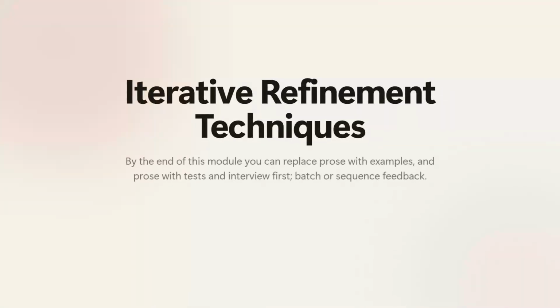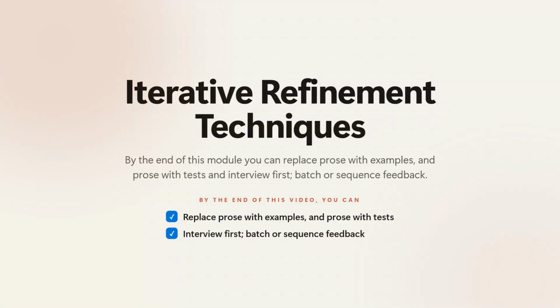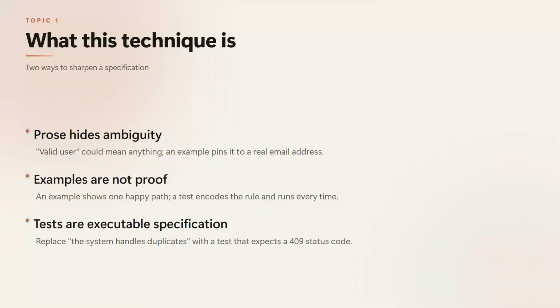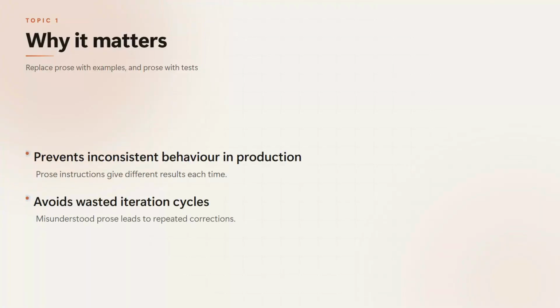By the end of this module, you can replace prose with examples, replace prose with tests, interview first, and batch or sequence feedback. Here is how this module builds up. This technique is about replacing ambiguous prose with concrete input-output examples, and replacing vague bug reports with specific failing test cases. It is not about writing longer, more emphatic descriptions. The distinction that catches people is thinking the model needs more information, when it actually needs less room to interpret. Examples remove that room.